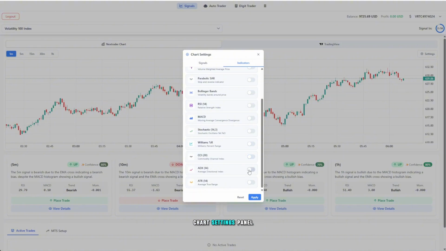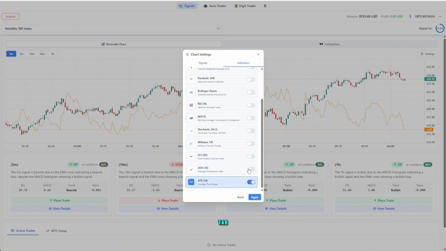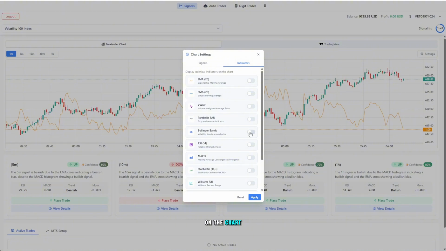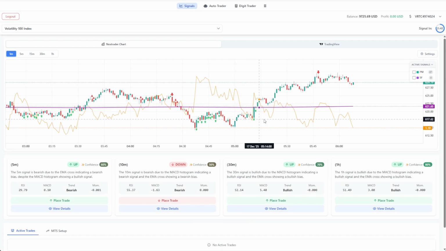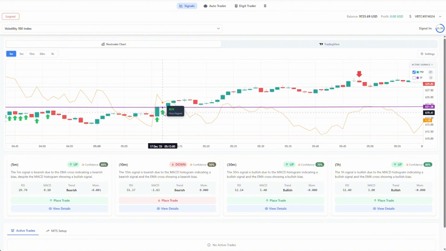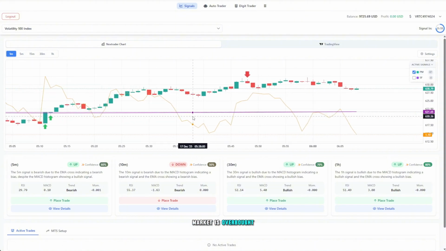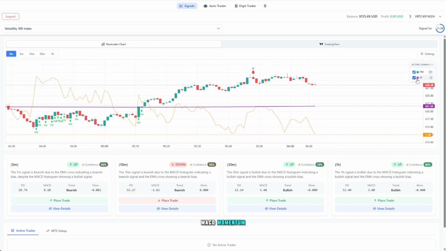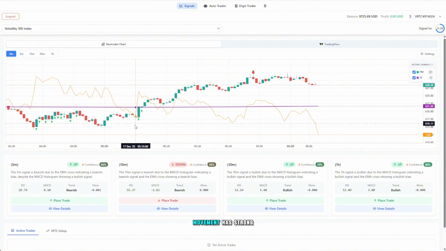Now open the Chart Settings panel. Under the Signals tab, you'll see a list of AI-powered trading tools. These tools generate visual signals directly on the chart. Trend Hunter uses EMA crossovers and works best in trending markets. It helps identify trend direction and early trend changes. Reversal Radar looks for potential market reversals. This tool is useful when the market is overbought or oversold. Momentum Wave analyzes MACD momentum. It helps confirm whether price movement has strong momentum or is weakening.